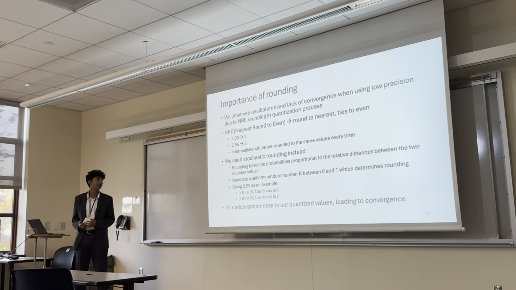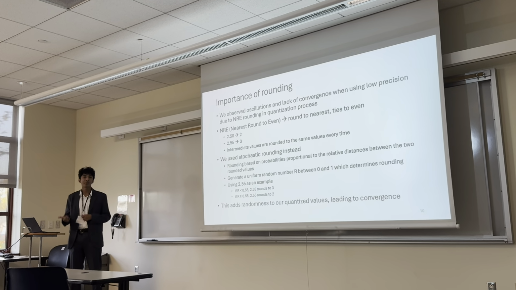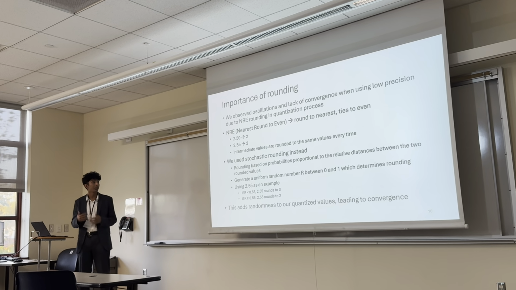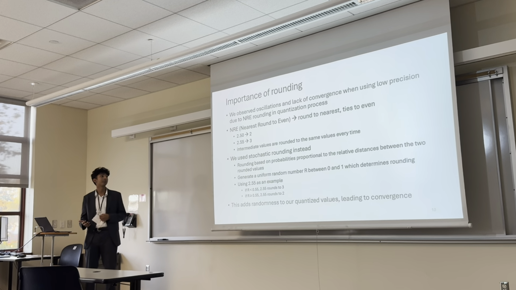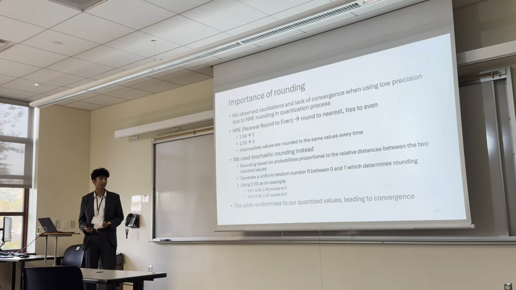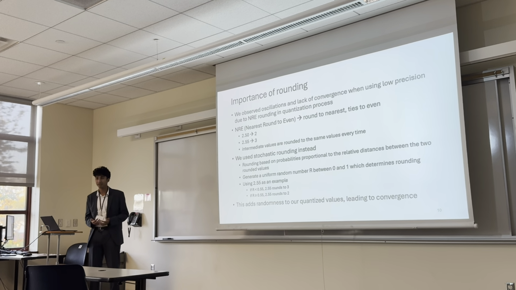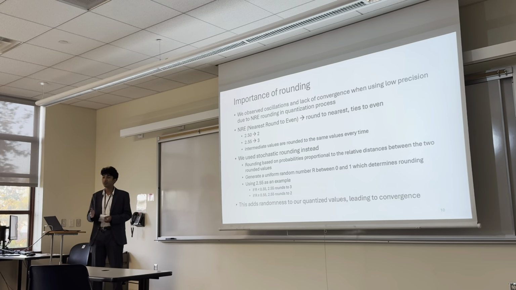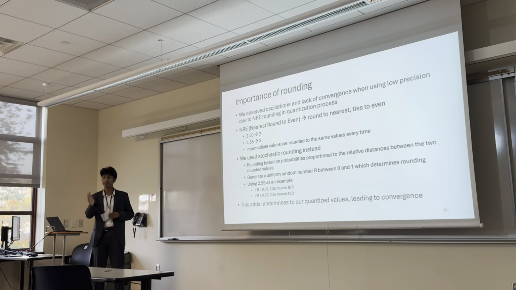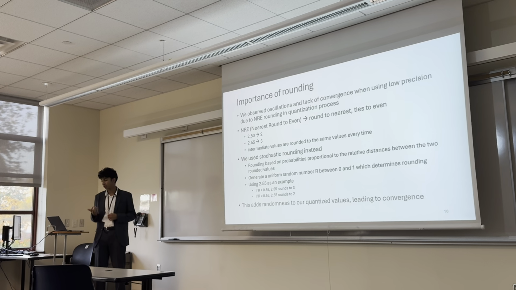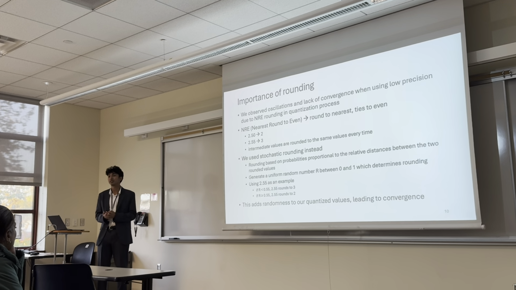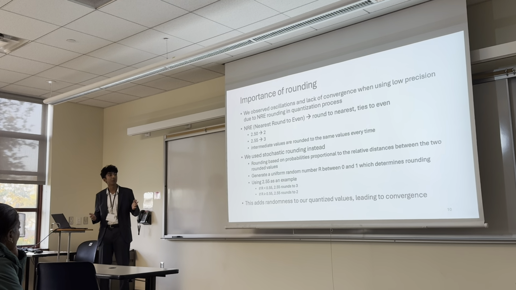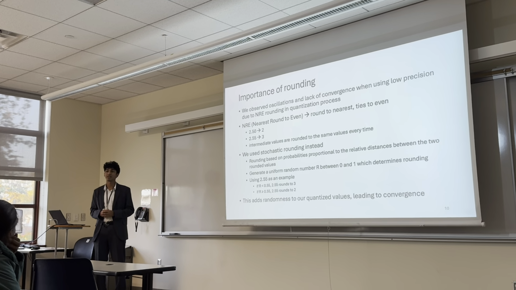So during our experiments, we ran across this interesting problem where we observed oscillations and a lack of convergence when using low precision. And this was due to the rounding implementation that we used, specifically NRE rounding. NRE, or nearest to round even, is literally what the name states. You round to the nearest number, but if your value is right in the middle, you just round to the even number. So for example, 2.55 will regularly round to 3, but 2.5 will round to 2 instead of 3, as normal rounding usually goes.